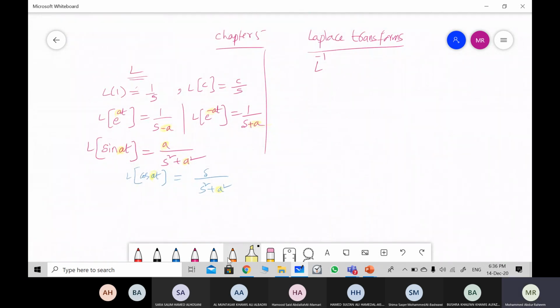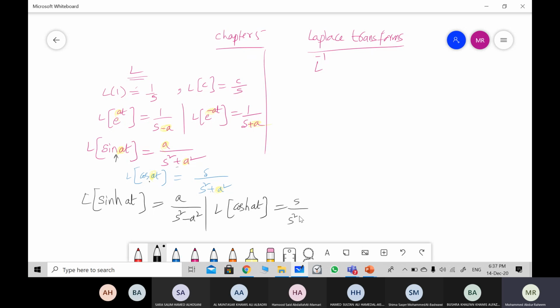What did we study next? L of sine h a t. Here there is h, no h before. Same, but here minus. L of cosine h a t, here h, same but minus. These are the rules for Laplace transform. L of t power n is n factorial divided by S power n plus 1, where n means 1, 2, 3, and so on.